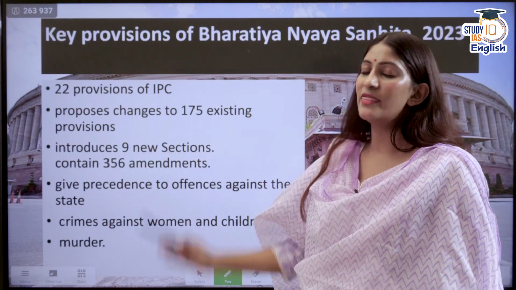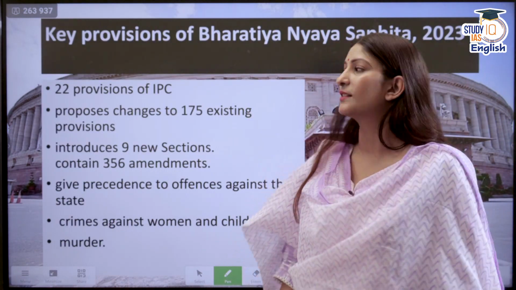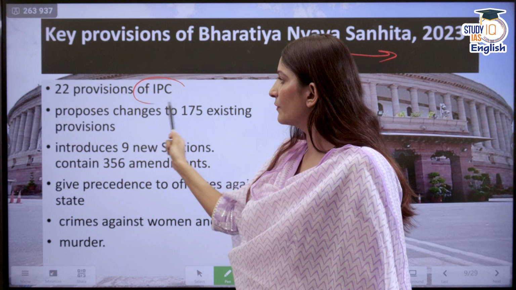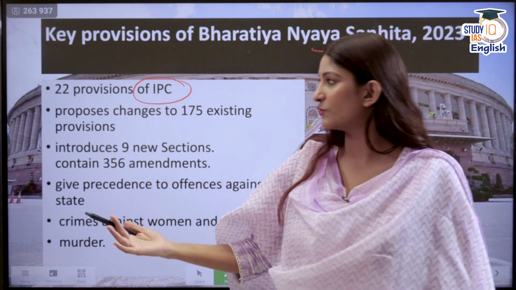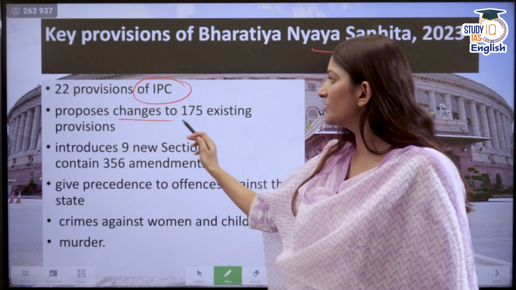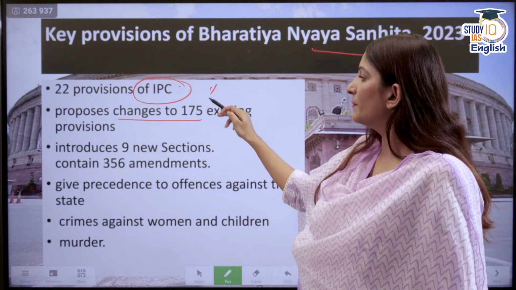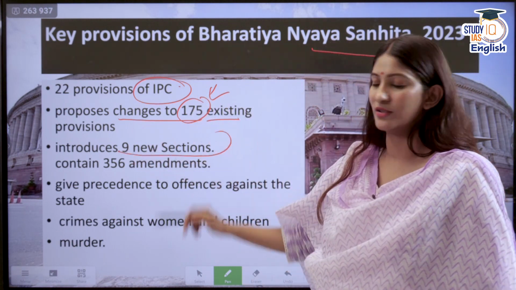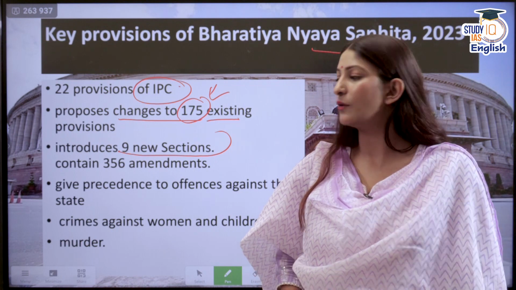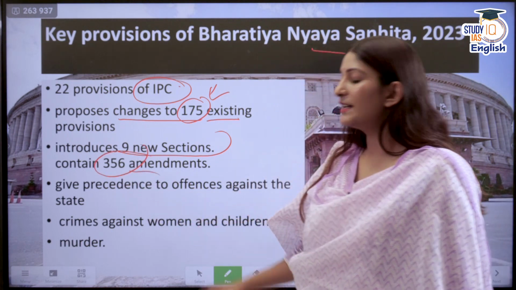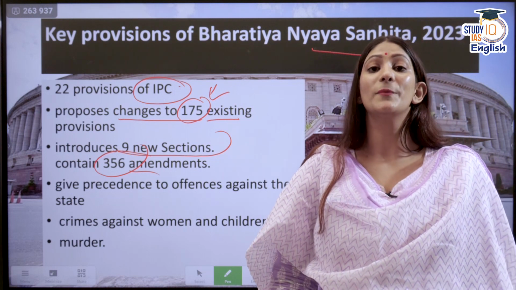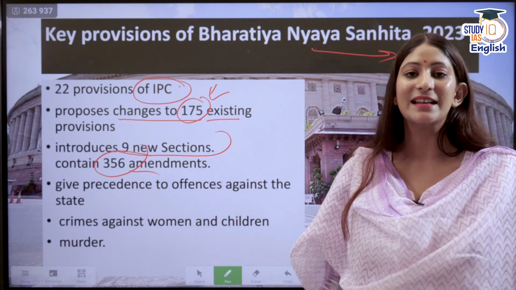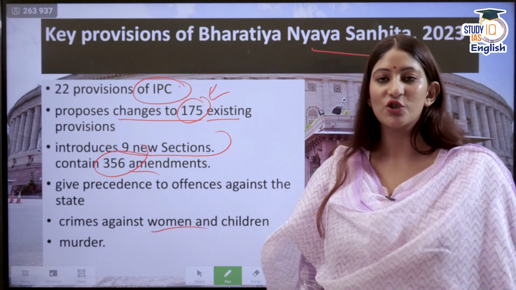And then the Bharatiya Nyaya Sanhita came up, deleting 22 provisions of the IPC, proposing changes to 175 existing provisions and introducing 9 new sections. In total, it has 356 amendments. It gives precedence, or preference, to offences against the state, crimes against women and children, and murder.